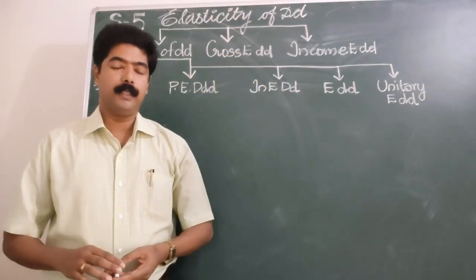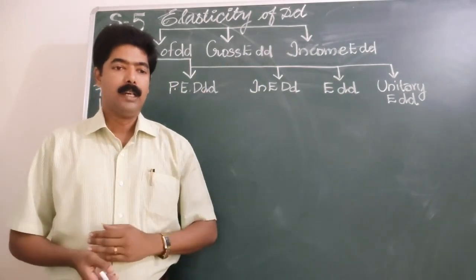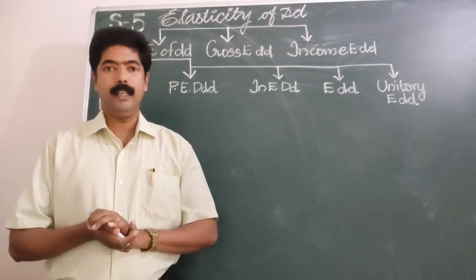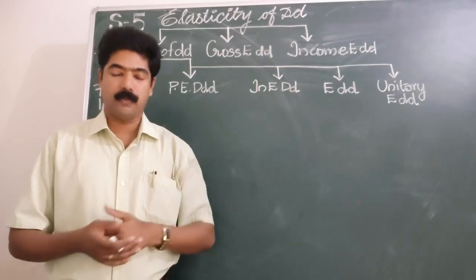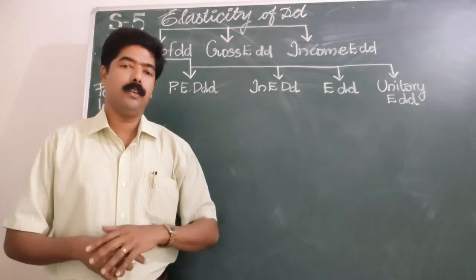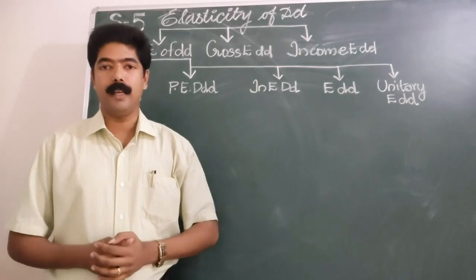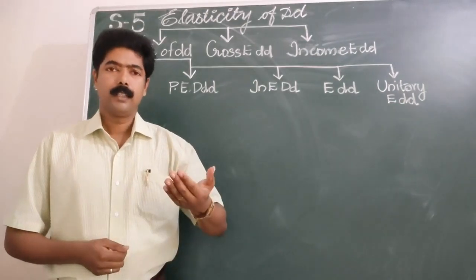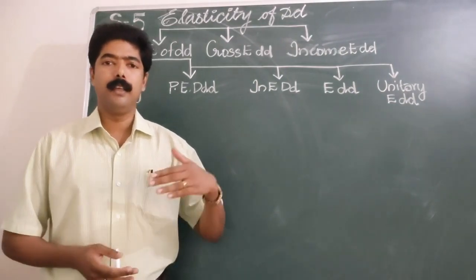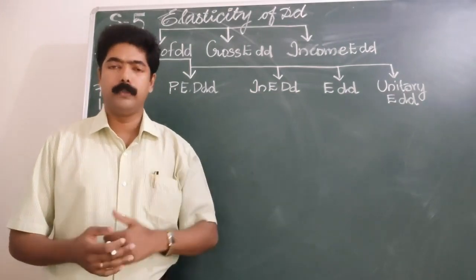In the previous chapter, we studied that the law of demand tells us only about the direction of change in demand for a commodity in response to the change in its price. That means the quantity demanded of a commodity increases when there is a fall in the price of that commodity, whereas the quantity demanded diminishes when there is an increase in price. This is what we studied, and that is the law of demand.